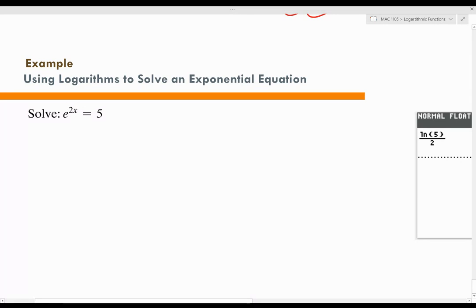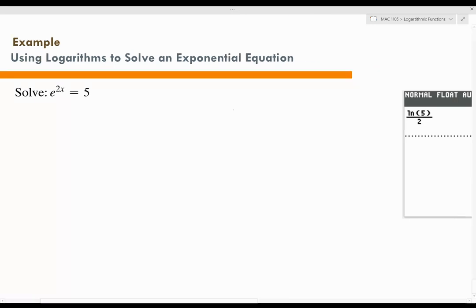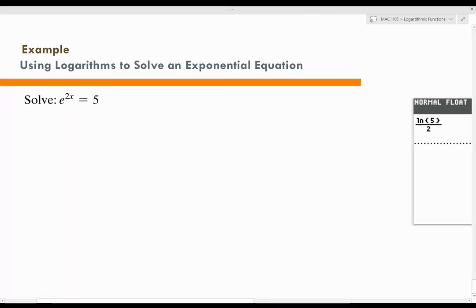The only rule that we have so far to solve for a variable that's in the exponent is that rule that we learned earlier: a to the u equals a to the v, then we can have u equals v. That means if we have an exponential and the bases are the same on both sides of the equation, we can drop the bases and set their exponents equal to each other. However, when we look at our problem, the base on the left-hand side is e, and the base on the right-hand side is 5. There's no way that we can get those bases to be the same.